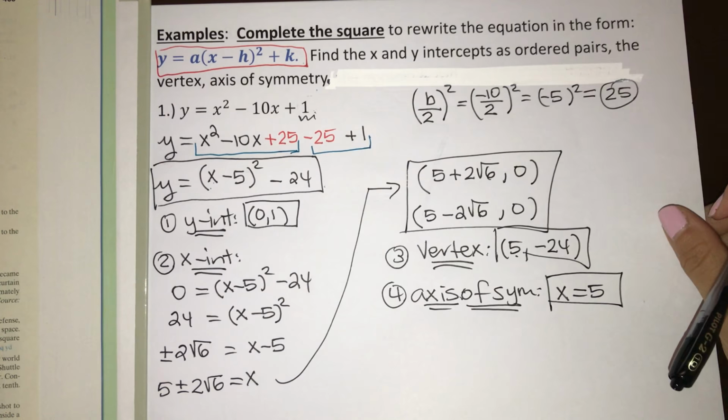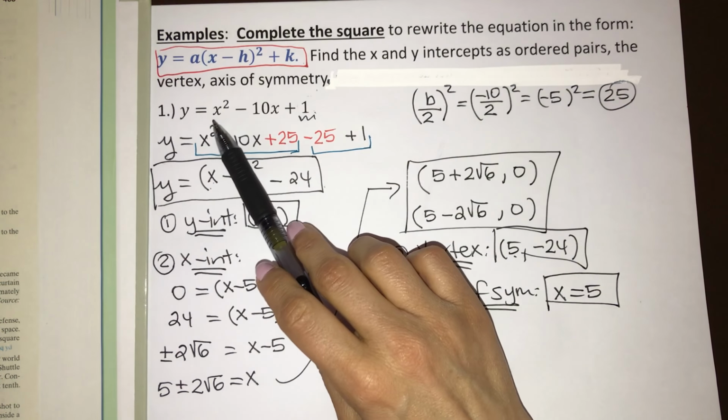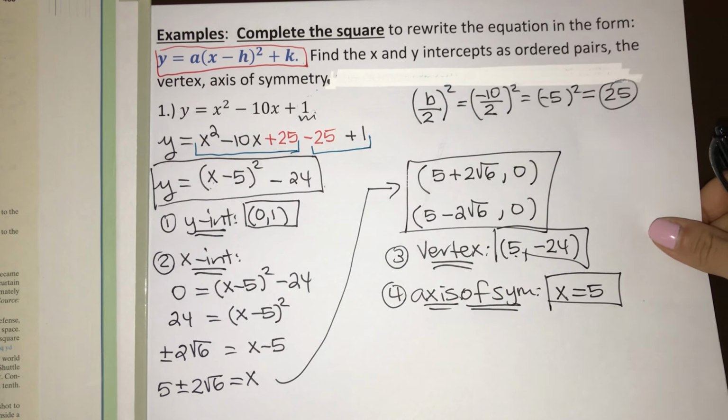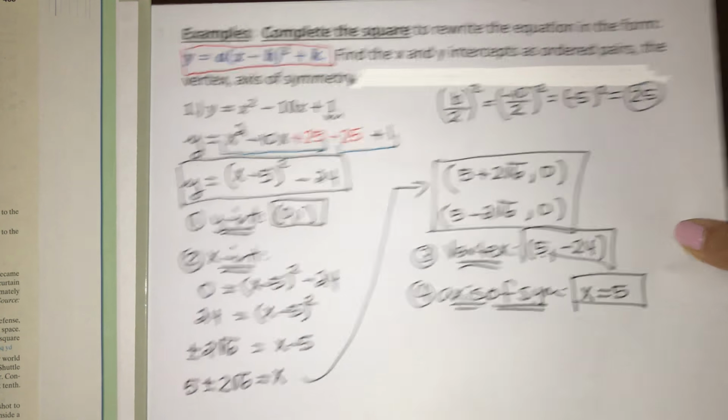So the other example is a little bit different because we will not have 1 as our coefficient here. We're going to have another number that's not 1. So we have to do an extra step.